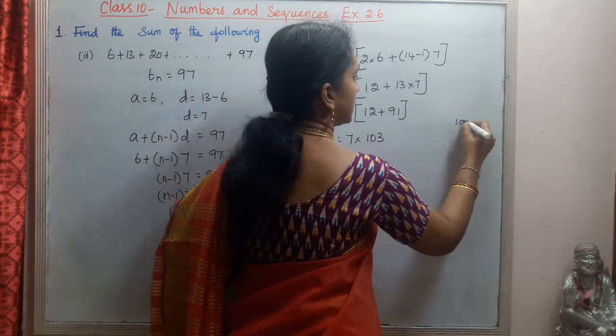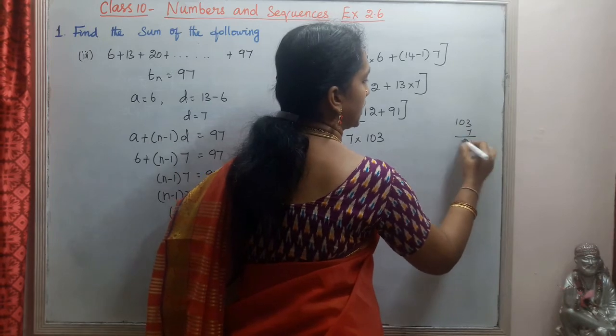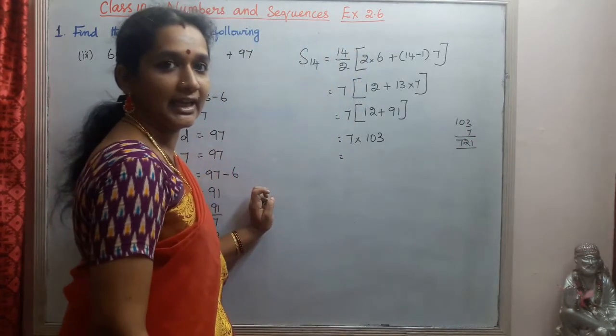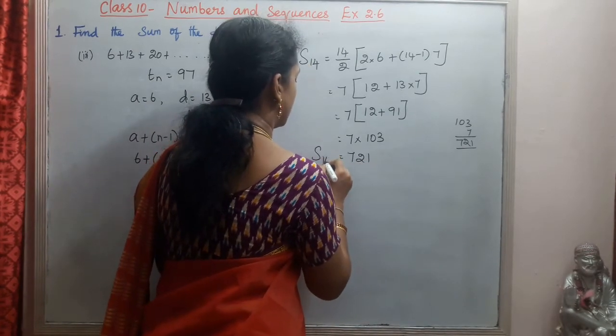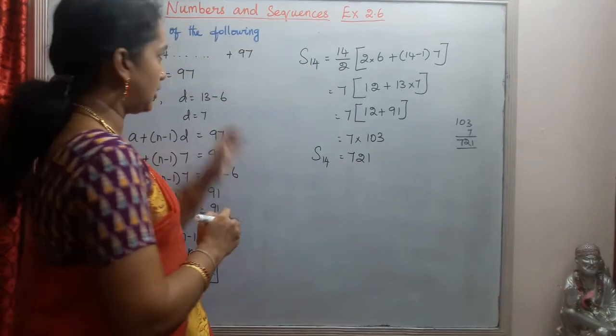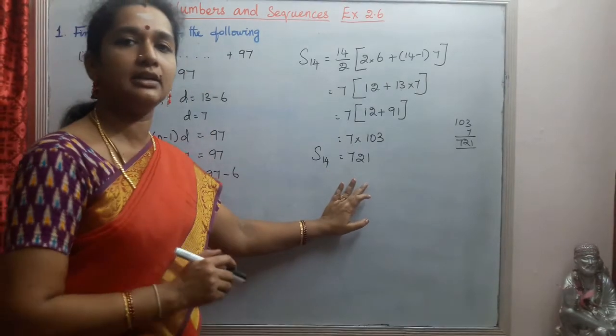So 103 into 7, 7 3s are 21, 721. So this is equal to 721. So the sum of 14 terms in the given sequence is 721.